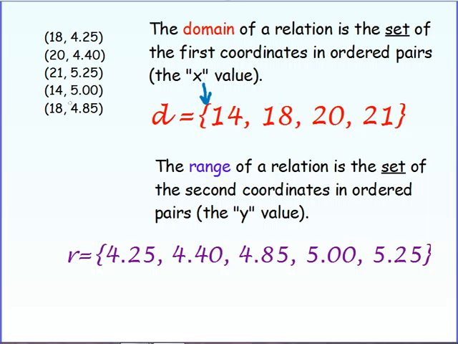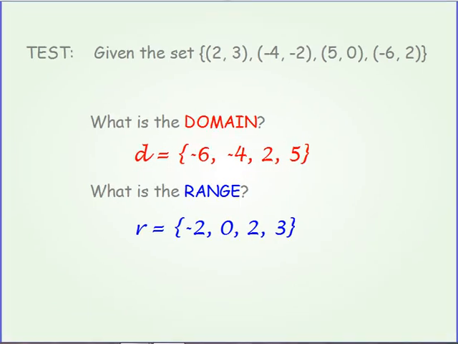Notice how they're all the x values, right? That's why I wrote down the x values only. The range then is the set of second coordinates in the ordered pairs, or y values. So I took all the y values, I put them in order from least to greatest. Again, use the braces and put R equals so I know it's range. Take a look at these ordered pairs and make sure that you understand why I wrote down the domain and range like I did.